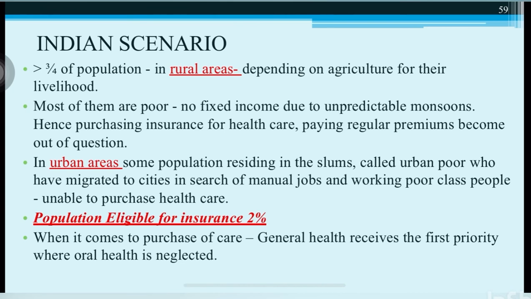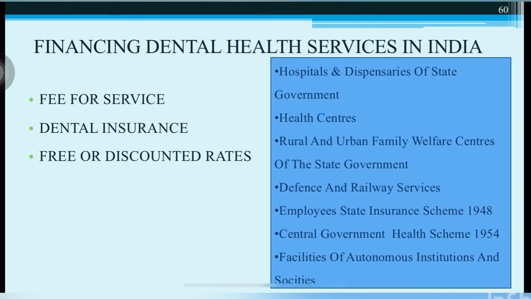In urban areas, some population resides in the slums, called urban poor, who have migrated to cities in search of manual jobs, and working poor class people are basically unable to purchase healthcare. The population eligible for insurance is only 2%, out of 100%. When it comes to purchase of care, general health receives first priority, as we all know, whereas oral health is not prioritized. Okay. So, coming to the next, that is financing dental health services in India.